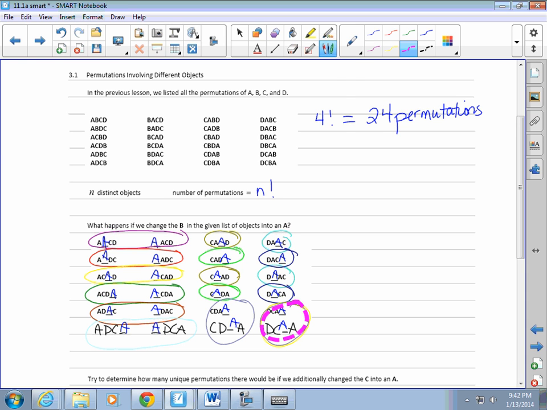Okay, so if I look at my distinct objects here, I have 1, 2, 3, 4, 5, 6, 7, 8, 9, 10, 11, 12. So I have 12 unique sets, because I repeated a letter, I was left with 12 unique sets.